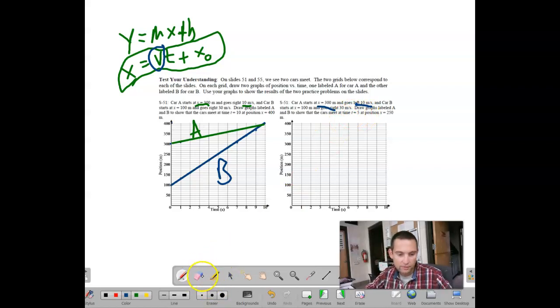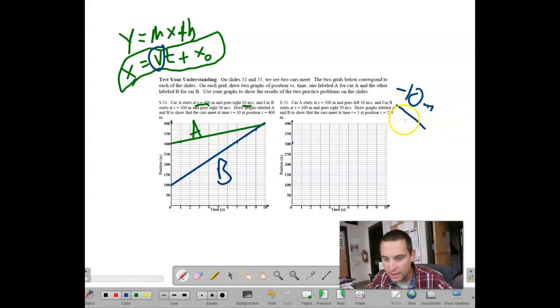So this is very reminiscent of our lab. Starts at 300 and goes left. So it's going to be a negative 10 meters per second. So that means we're going down 10 and to the right 1. That'll give us a negative 10. That could be our slope. Let me pencil that in here.